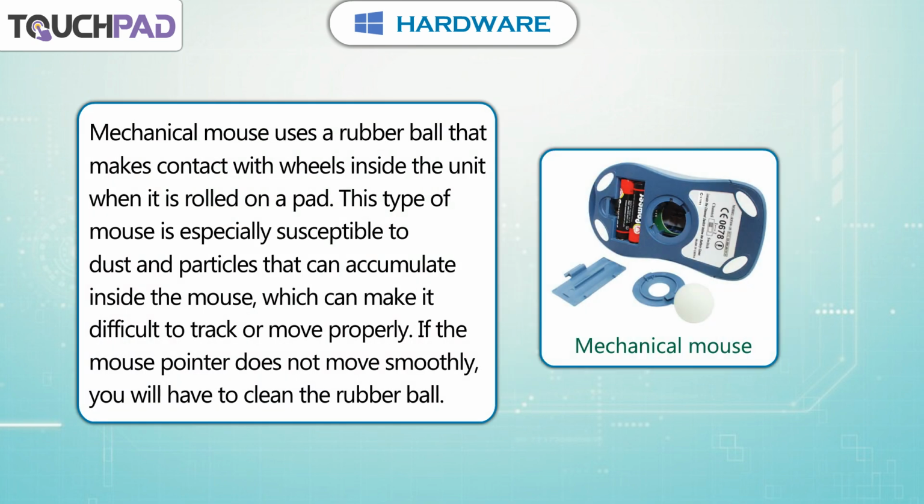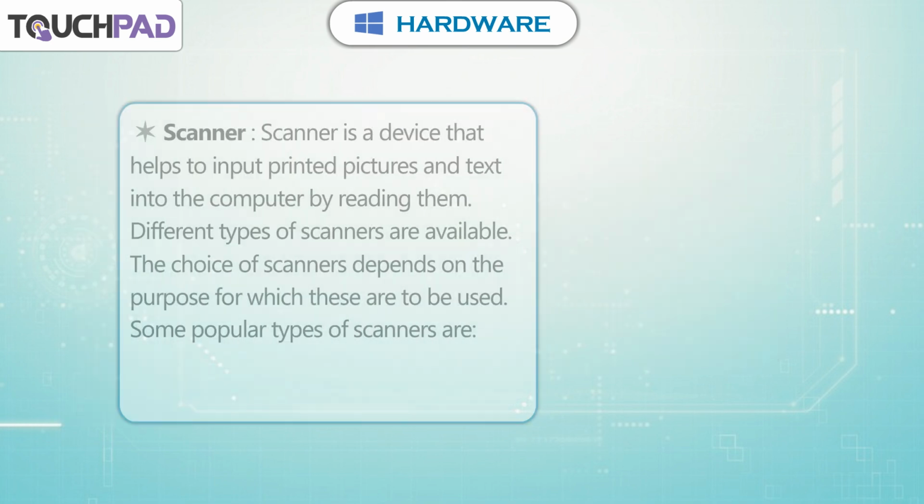Mechanical mouse uses a rubber ball that makes contact with wheels inside the unit when it is rolled on a pad. This type of mouse is especially susceptible to dust and particles that can accumulate inside the mouse, which can make it difficult to track or move properly. If the mouse pointer does not move smoothly, you will have to clean the rubber ball.